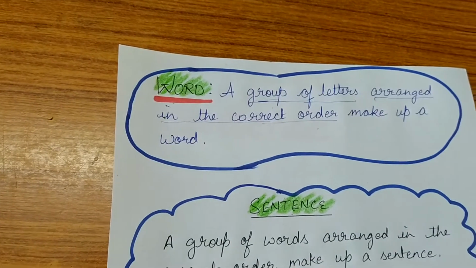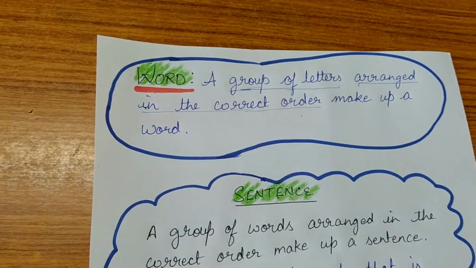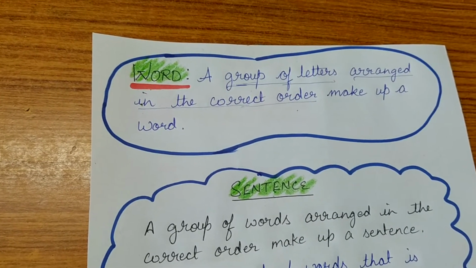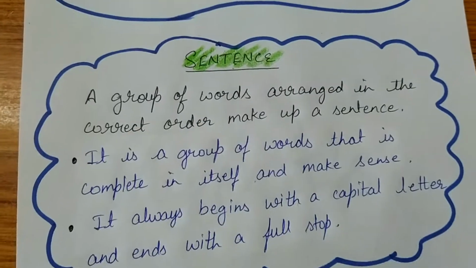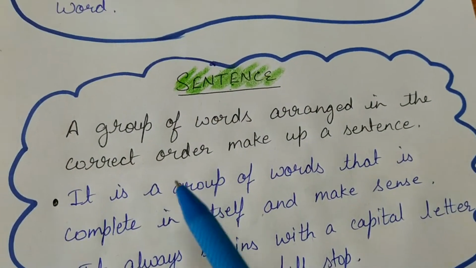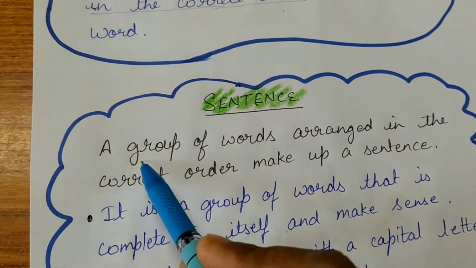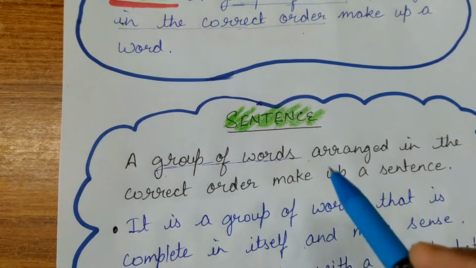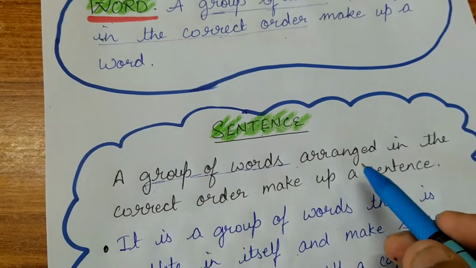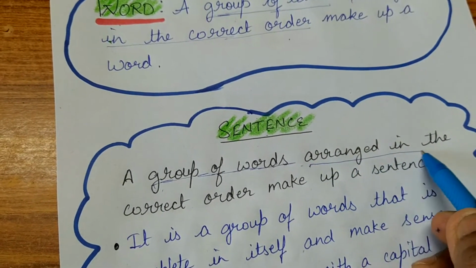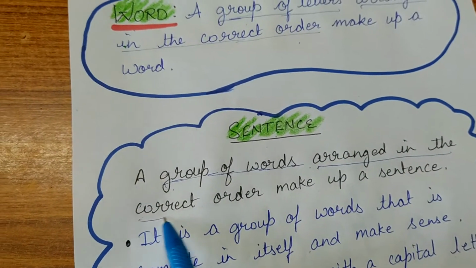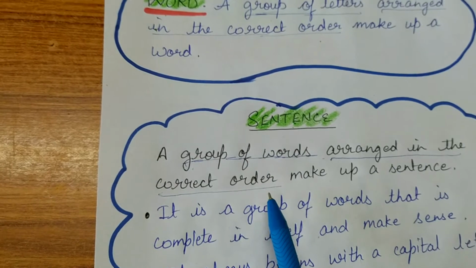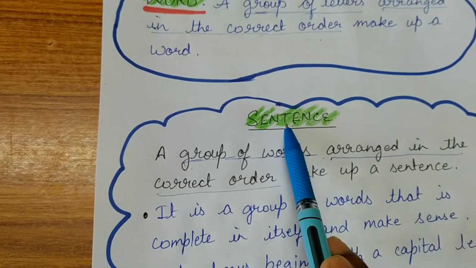Okay, if it is not arranged in the correct order, then it will be a wrong word. It will not be called a word, I can say. Okay, now let us come to your main topic, sentence. What is a sentence? It is a group of words arranged in the correct order. That means, like a word, it should also be arranged in the correct order. Okay? If it is not arranged in the correct order, it will not be called a sentence.